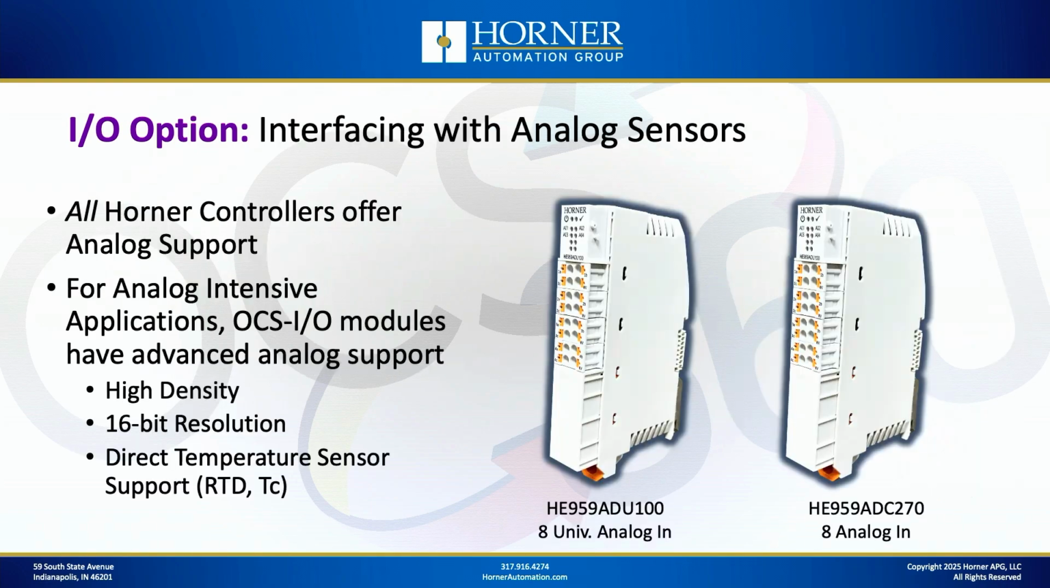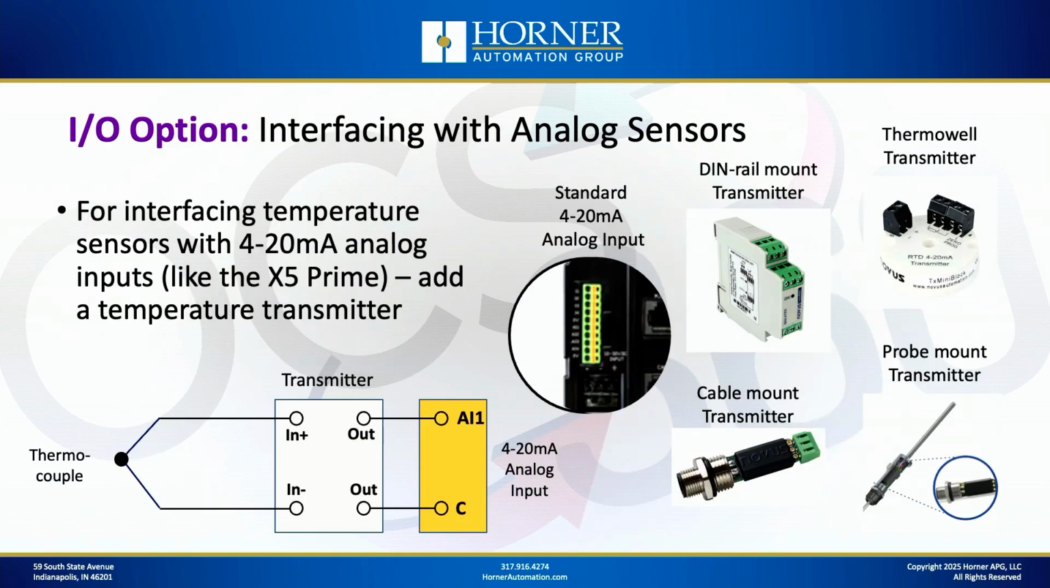And again, the Horner products are great at I/O, none better, again, than the CPU 300, right? And if it's an analog intensive application, if there's quite a few temperatures you want to monitor, or multiple levels, or whatever the case may be, if there's a bunch of them, maybe beyond 4 analog inputs, or even if there's a mix of different types of analog, you can't really beat the CPU 300 and OCS I/O for monitoring those signals as well. High resolution, flexible sensor support, high density, all those capabilities available with OCS I/O and the CPU 300.